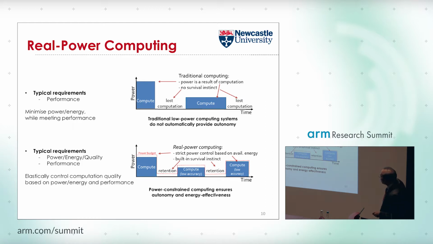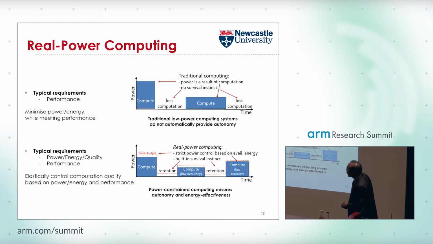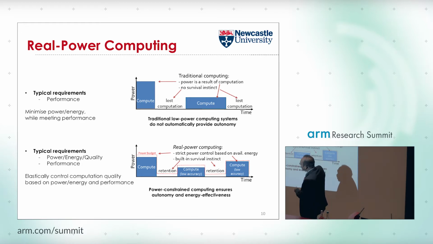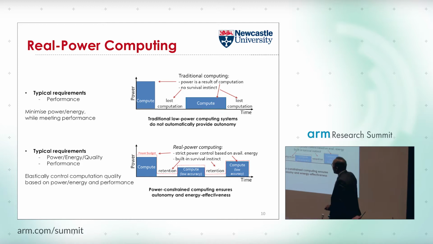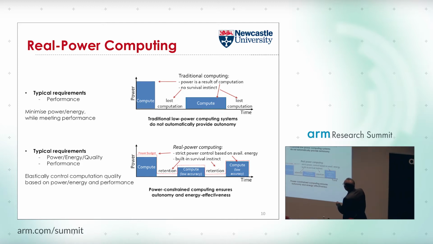Now, with real power computing, what we're saying is that whatever power is coming in, we will have to have the capability of ensuring that we have some strict power, energy, and quality requirements, together with possibly some performance requirements as well. And then we will elastically control the computation quality based on the incoming power or energy and performance.